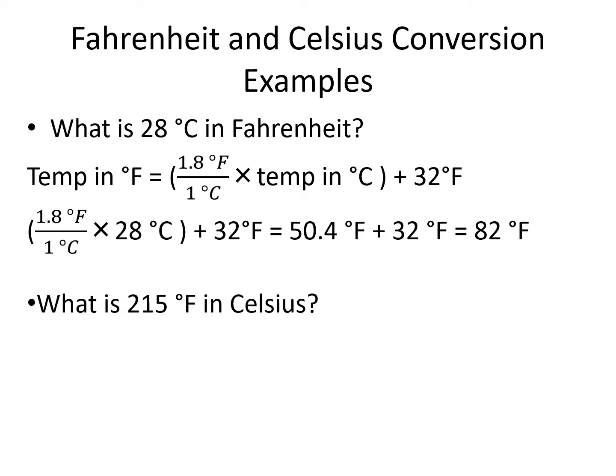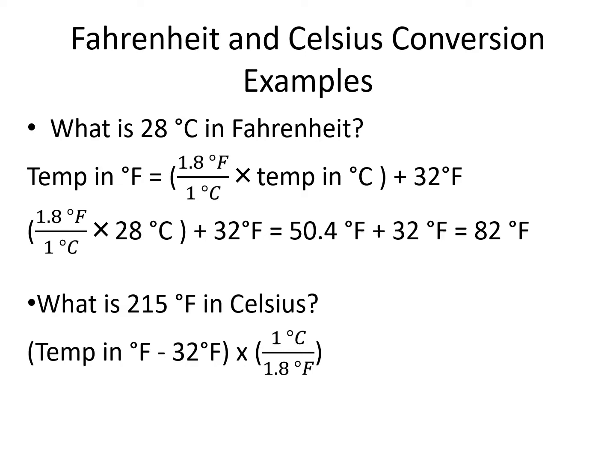In our second example, we are converting from Fahrenheit to Celsius. To do this, we need to rearrange our equation to get Celsius by itself. First, we subtract 32 degrees Fahrenheit. Then we divide the whole thing by 1.8 over 1. In other words, we multiply the whole thing by 1 over 1.8. We need to be really careful about our parentheses as we rearrange our equation.